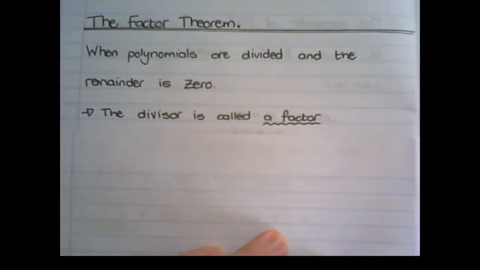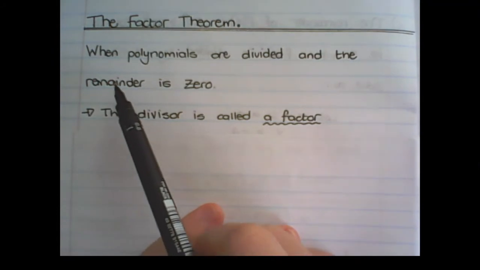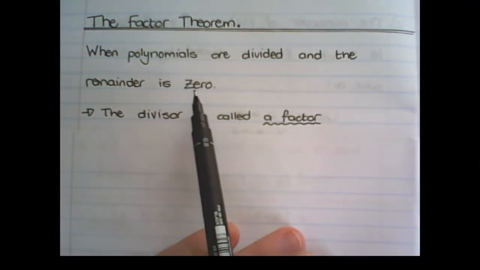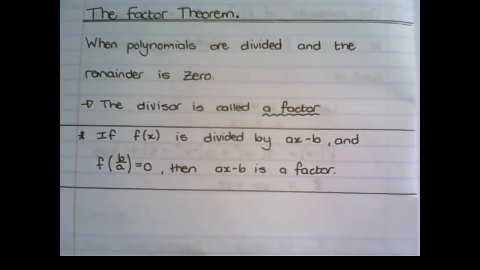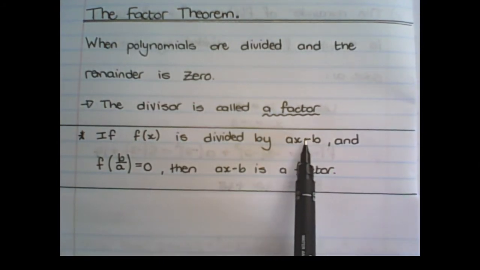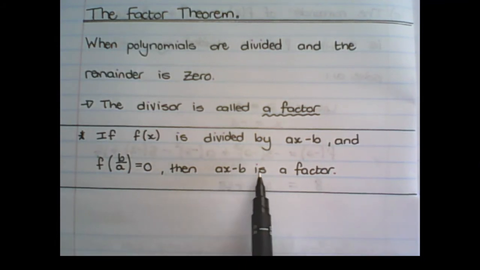We are going to discuss the factor theorem. In this theorem, we learn that when polynomials are divided and the remainder is 0, the divisor is called a factor. What it means is, if I have f(x) and it is divided by an expression of ax minus b and the remainder is equal to 0, meaning there's no remainder, then ax minus b is a factor.